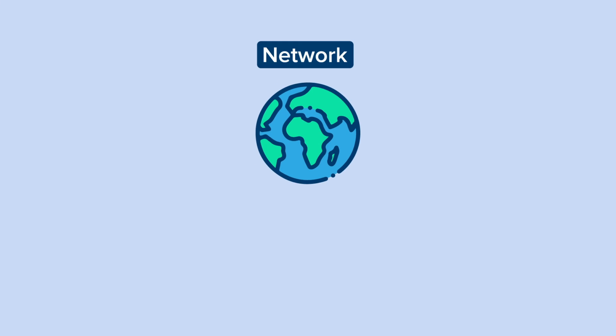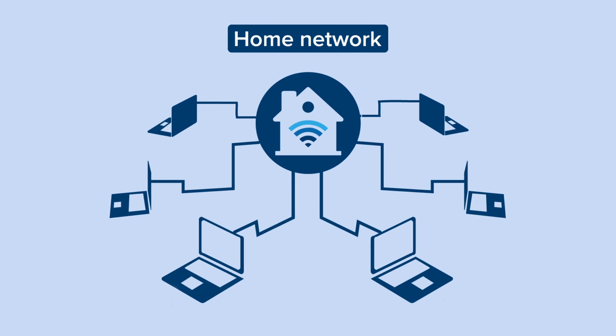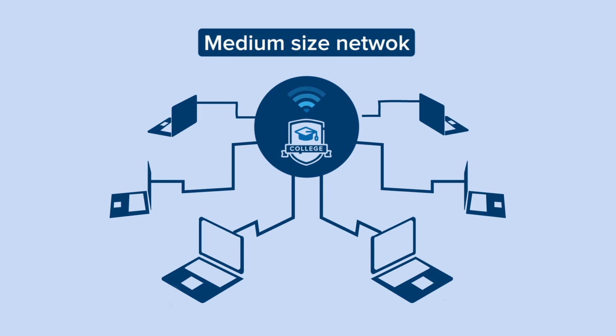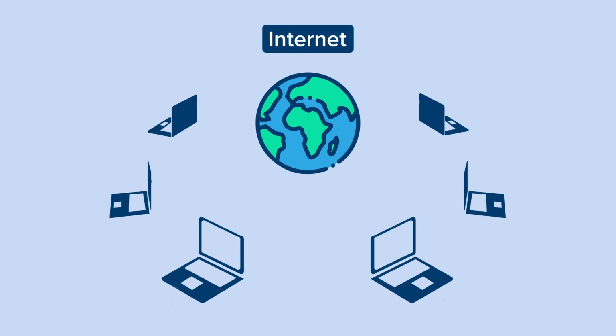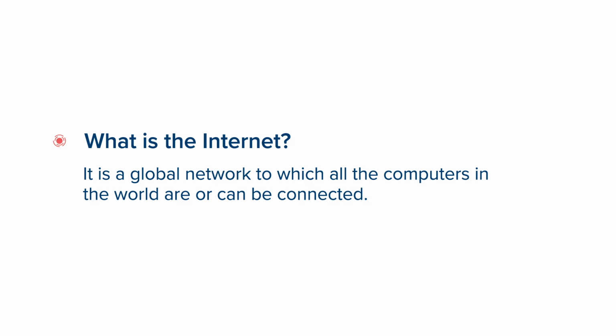Networks can be of any size, ranging from 2 computers to any number of computers. For example, you can have a small home network to which all computers at your home are connected. Similarly, you can have a medium-sized network covering your entire college campus to which all the computers on the campus are connected. And then we have the biggest network, which is spread globally with billions of devices connected to it. It's called the internet. The internet is a global network to which all the computers in the world are or can be connected.